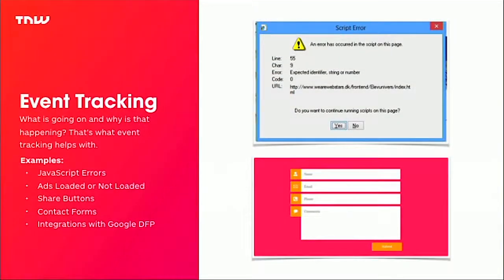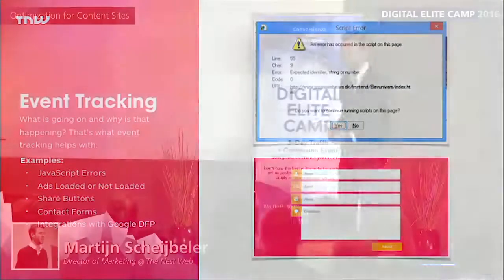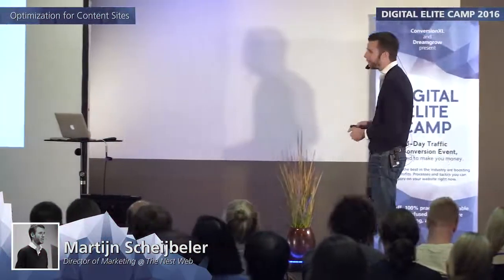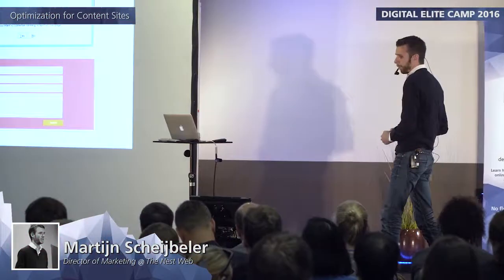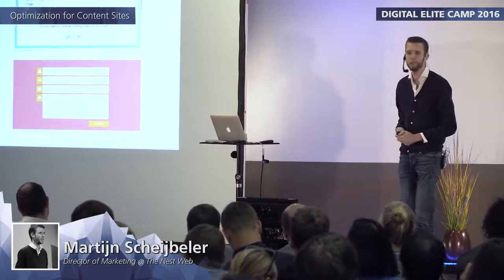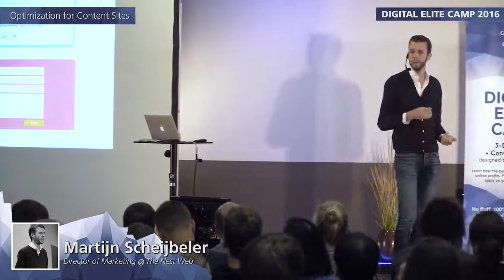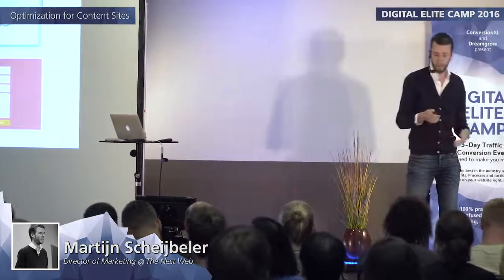Most of our events, out of the 450 million, are really gathered by event tracking. We save loads of data in there. If you get JavaScript errors, what kind of ads are loaded for you? We do callbacks to our ad operations. We track share buttons, we track contact forms, whatever you can name it, we probably track it. I think the biggest bucket is our scroll depth information.